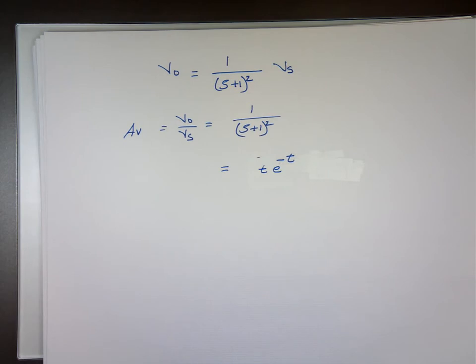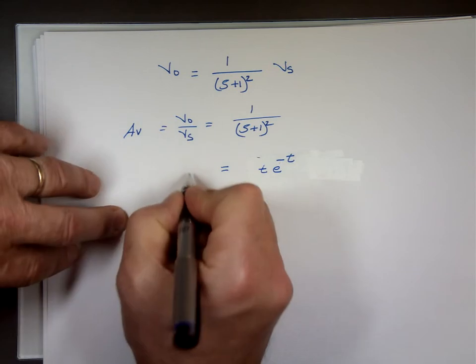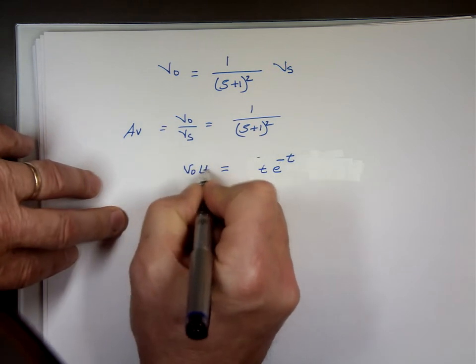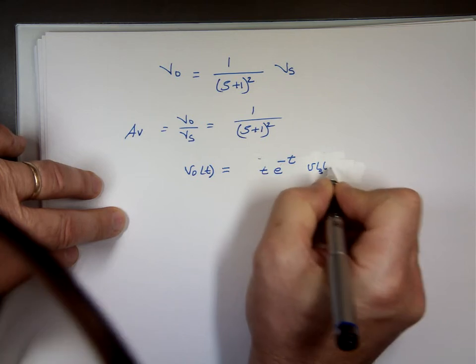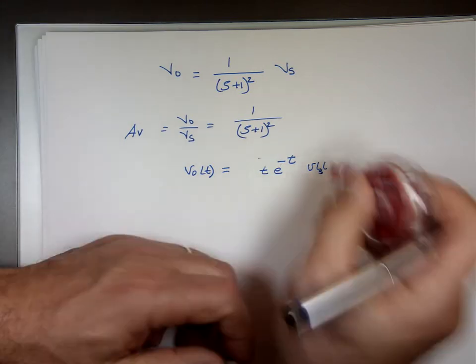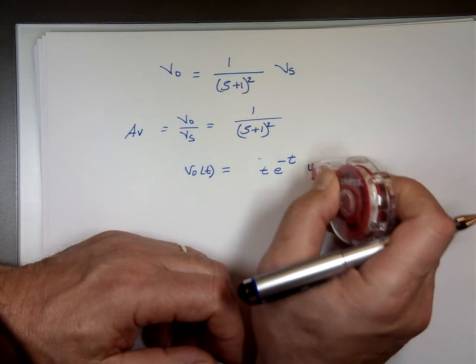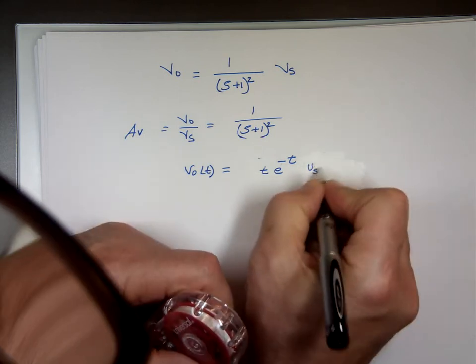So if you wanted v out as a function of Vs, it's going to be, just looks silly the way I wrote it, V out equals Vs times t e to the minus t.